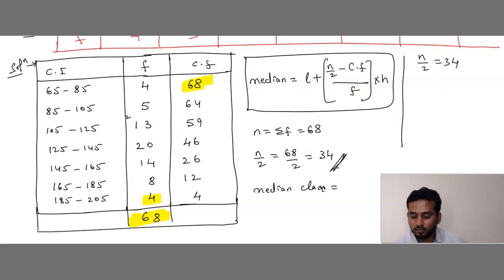Where in the cumulative frequency is 34 going to come? Let me check. That is what we need to check first, right? Where does 34 come? 34 lies between 26 and 46. Done? It lies between which numbers? 26 and 46. Now what should we do?